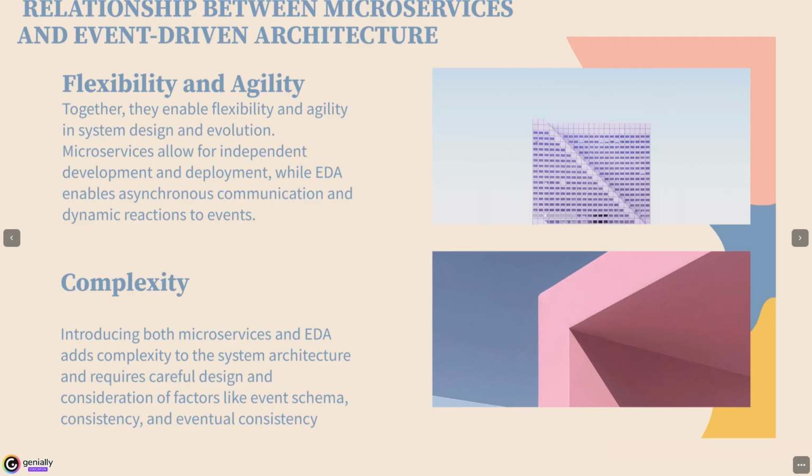Next one is flexibility and agility. Together they enable flexibility and agility in system design and evolution. Microservices allow for independent development and deployment, while event-driven architecture enables asynchronous communication and dynamic reactions to events. And complexity. Introducing both microservices and event-driven architecture adds complexity to the system architecture and requires careful design and consideration of factors like event schema, consistency, and eventual consistency.